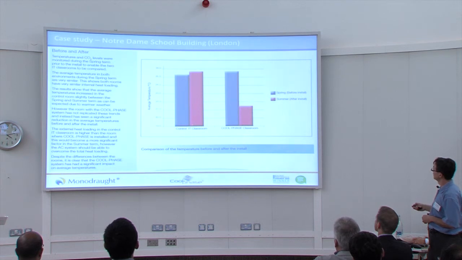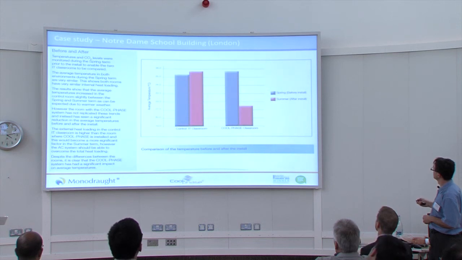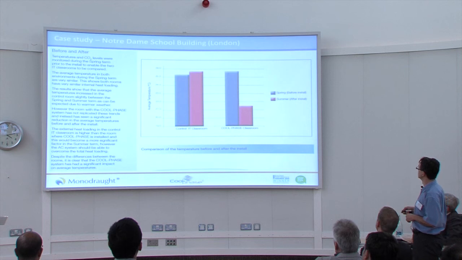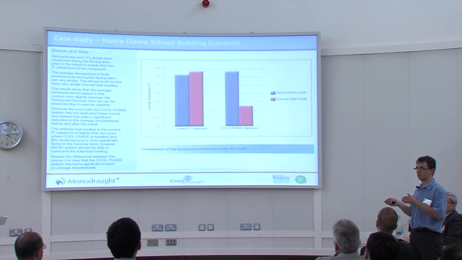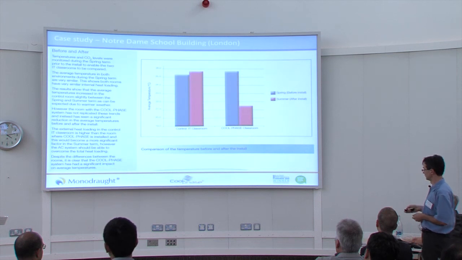So here you can see the outcome. Before installation, the IT classrooms were behaving the same. They had around 25 degrees temperature on average. Then we installed our system and we measured again. The average temperature came down to around 21, 22 degrees. So I would say this is too good. But combined with a very good ventilation rate, this is what we could achieve.